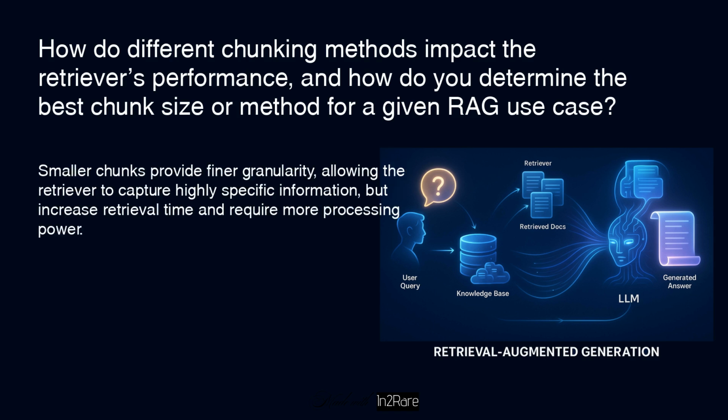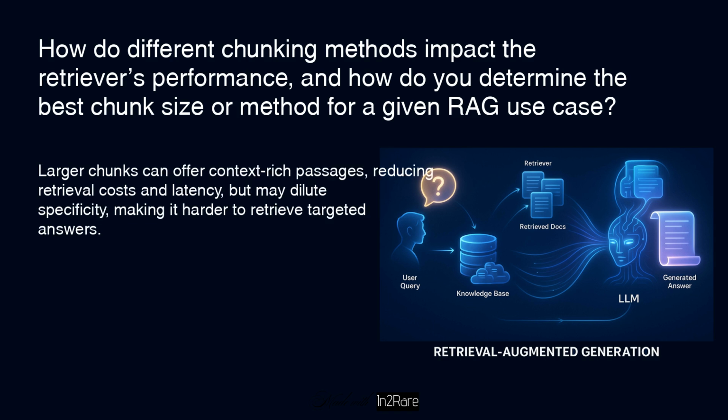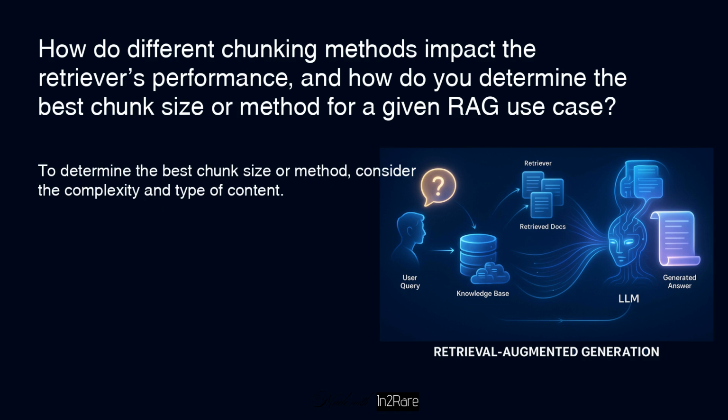Smaller chunks provide finer granularity, allowing the retriever to capture highly specific information, but increase retrieval time and require more processing power. Larger chunks can offer context-rich passages, reducing retrieval costs and latency, but may dilute specificity, making it harder to retrieve targeted answers. To determine the best chunk size or method, consider the complexity and type of content.